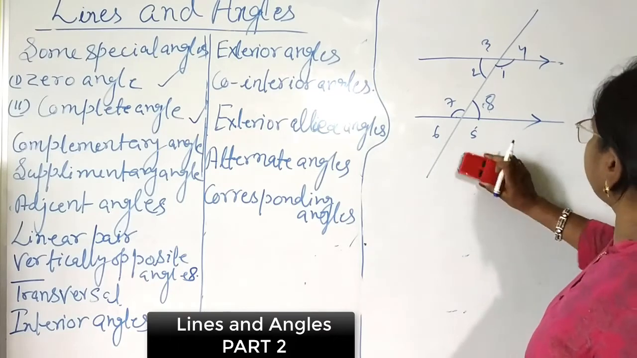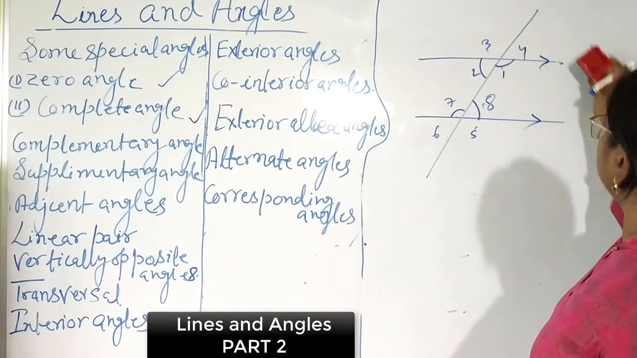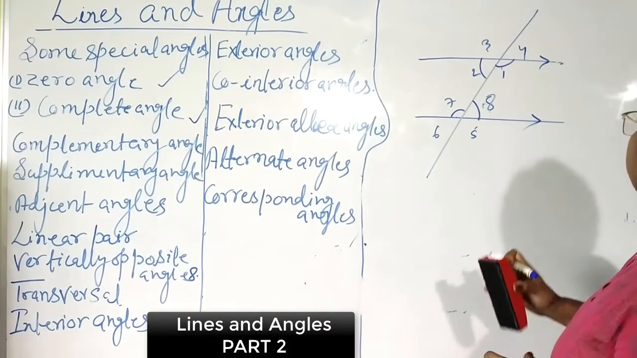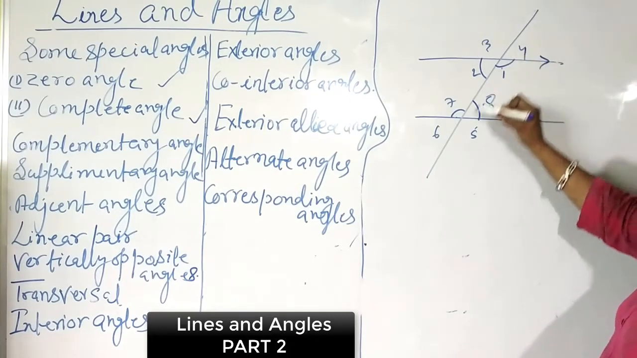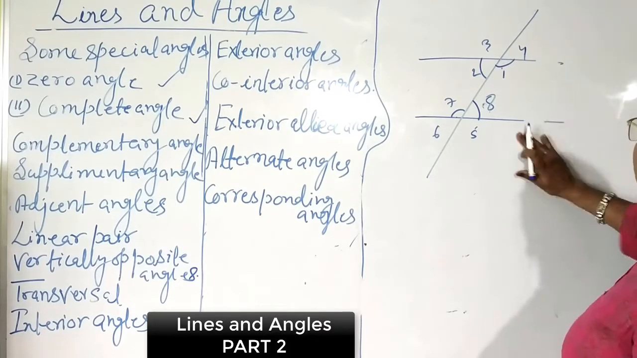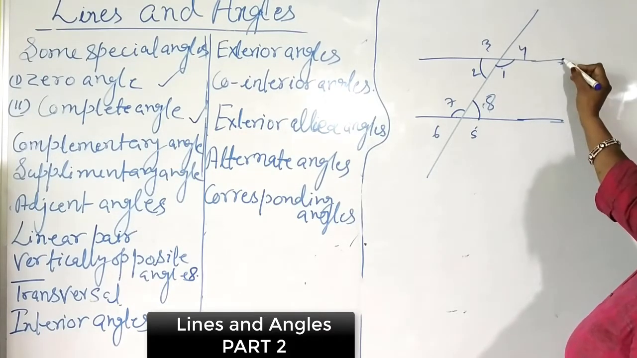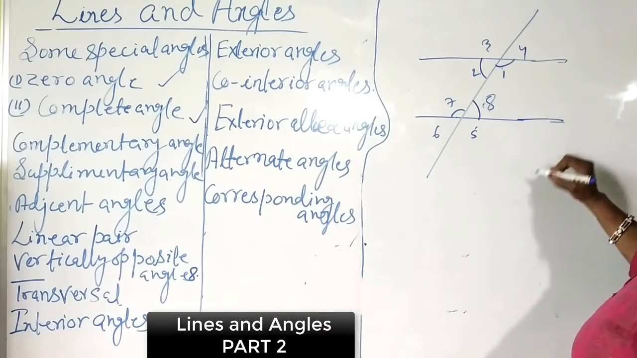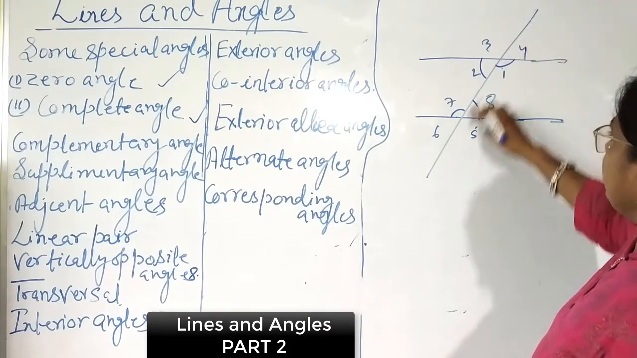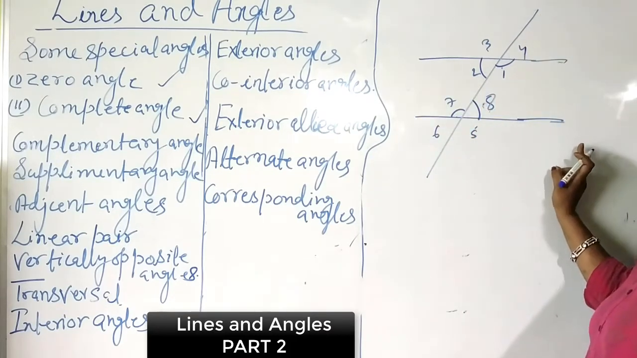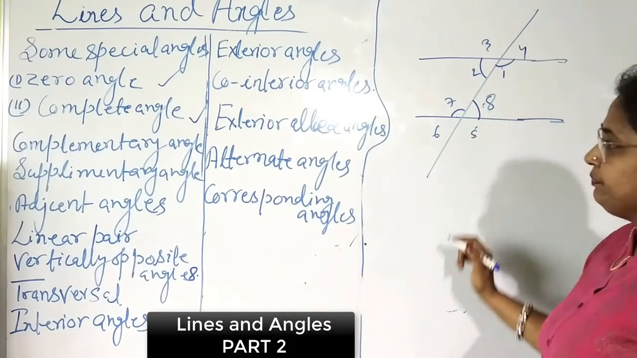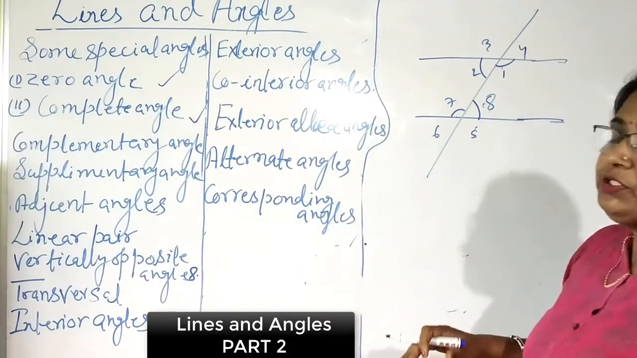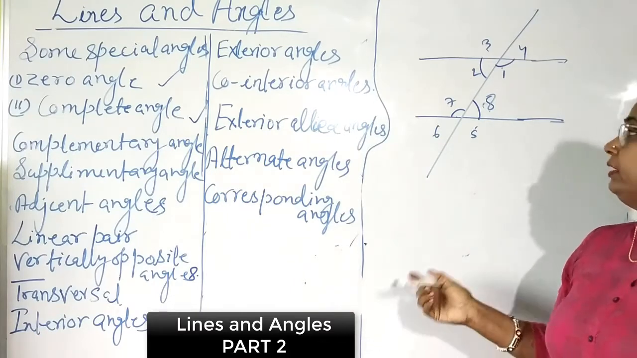Now, corresponding angles. Now I am explaining corresponding angles. If a transversal line intersects any two lines, this time don't suppose parallel, for any two lines, a transversal line intersects them, and like this again we get 8 angles. Then corresponding angles. First understand what is corresponding.